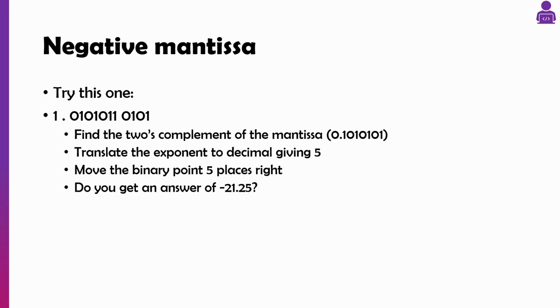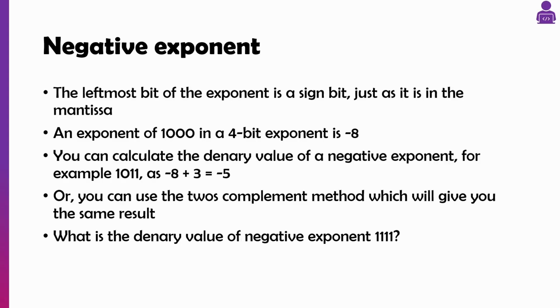So let's get another one here. So we've got 0.101.011, 0.101. So you need to find the 2's complement. We need to translate the exponent, move the binary point 5 places, and you should have got minus 21.25.